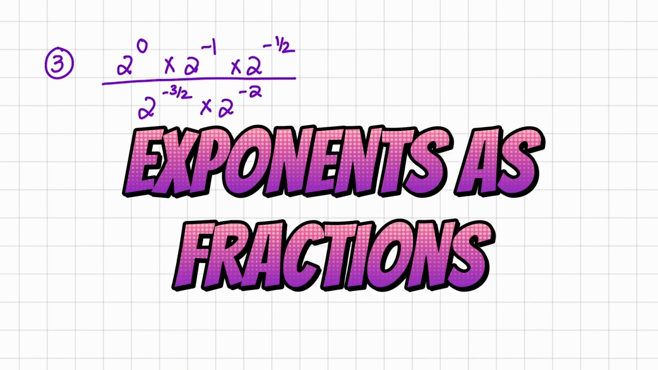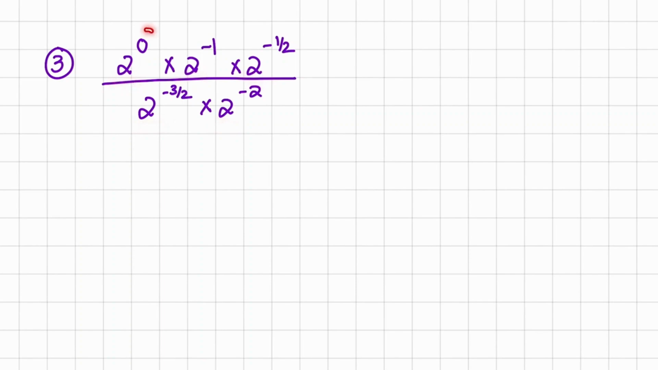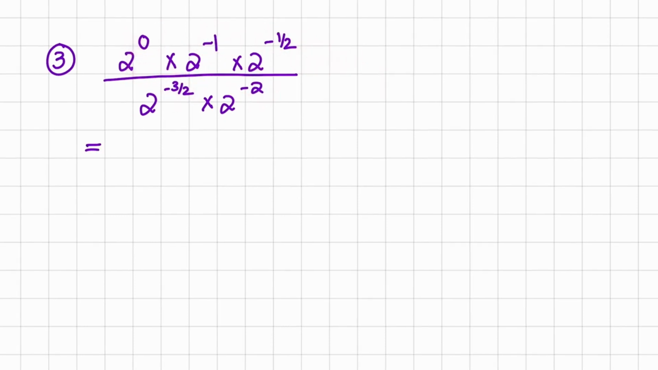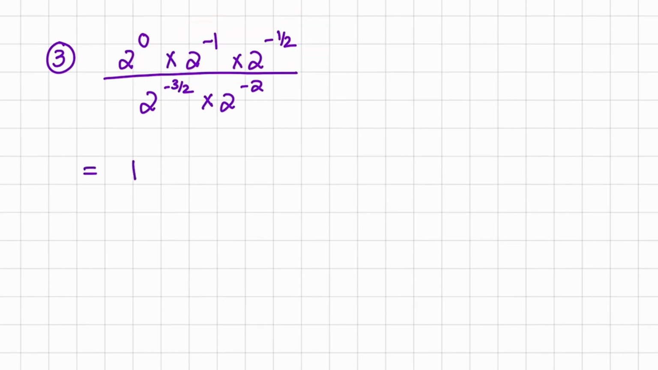So here we have multiples of 2, and we can see that we have various different exponents for 2. So let us start with the numerator. I know that if I have anything raised to the power of 0, that will become 1. So this will be 1 multiplied with the rest. So we have 1 multiplied with 2 to the power of minus 1 plus minus a half.